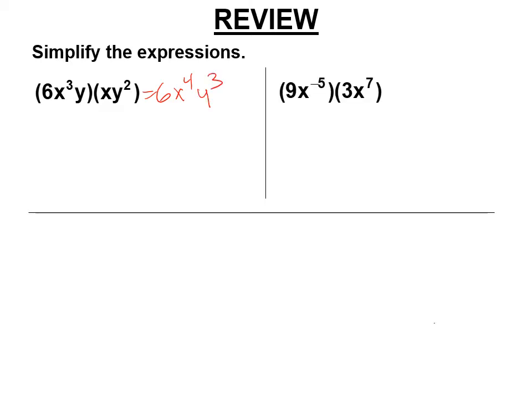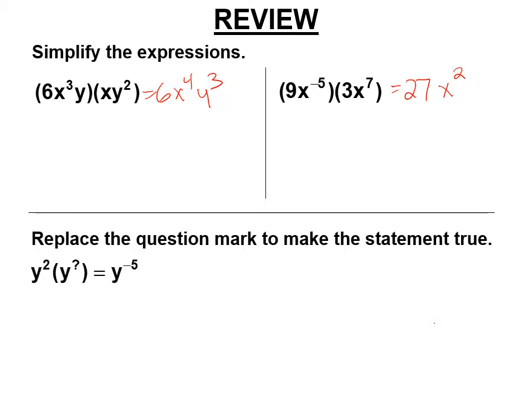We have coefficients of 9 and 3. You actually multiply those. Then you add those little exponents. Negative 5 plus 7 is 2. It's 27x squared. Replace the question mark with a statement that makes it true. So we have to do 2 plus blank equals negative 5. The only thing that goes in that blank is negative 7, that is the question mark.